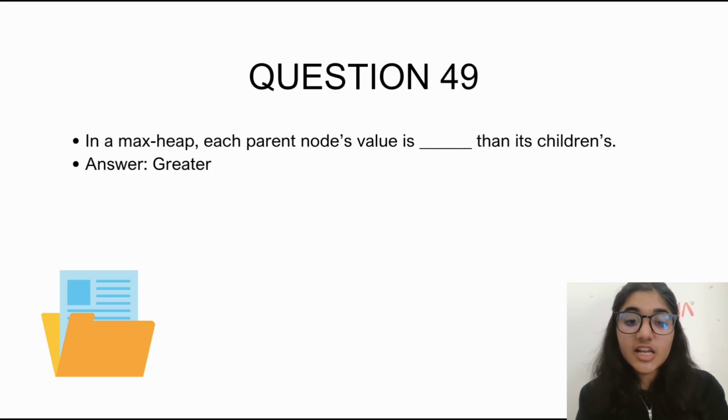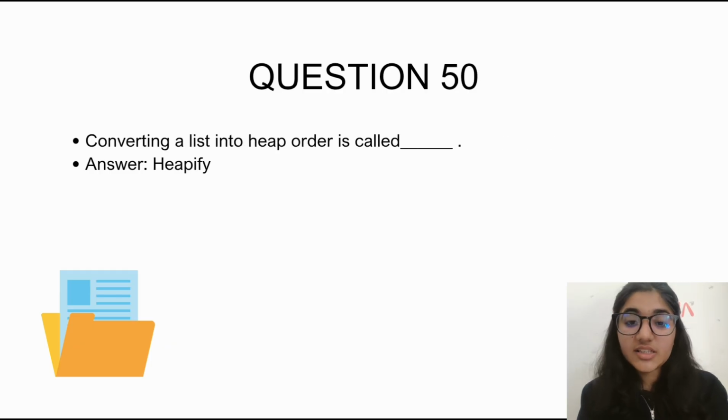49th question is, in a max heap, each parent node's value is dash than its children's. So the answer is greater. Then the 50th question and the last question of Internal-2 is, converting a list into heap order is called dash. So the answer is heapify.